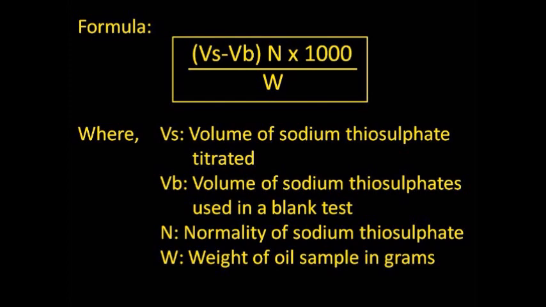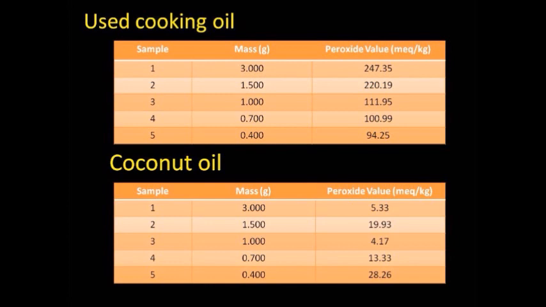The formula to calculate the peroxide value is as follows: (Vs minus Vp) times normality times 1000, divided by the weight of sample.